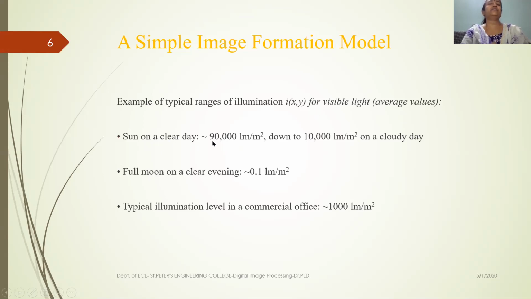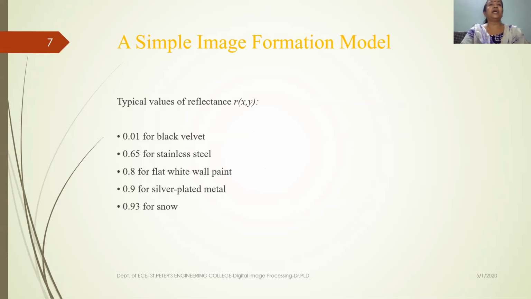These are the minimum and maximum ranges of the sun in terms of lumens per meter square. In case of moonlight, that is a full moon on a clear evening, approximately 0.1 lumens per meter square. It's very, very small compared to a cloudy day. The typical illumination level in a commercial office is approximately 1000 lumens per meter square. These are some values regarding the illuminance.